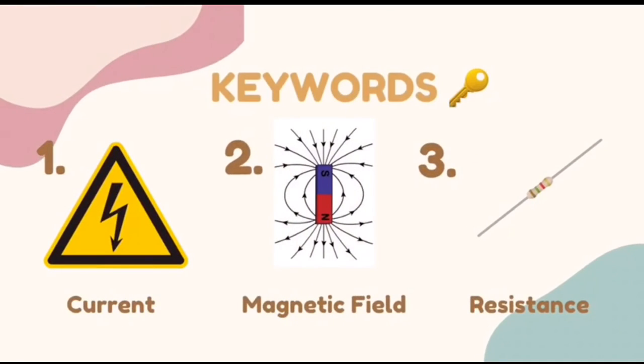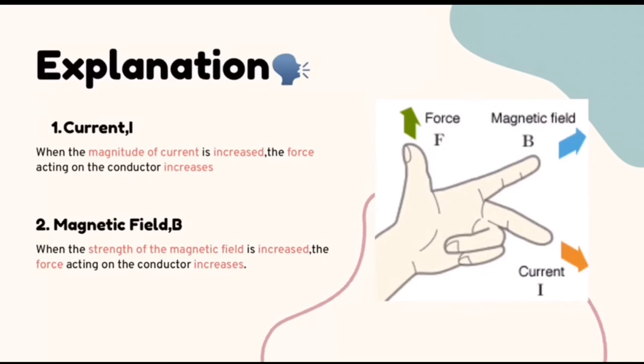In this part, there are three important keywords that we need to focus on, which are current, magnetic field, and resistance. Let me explain more about the keywords. The first factor is current, with capital I as the symbol. When the magnitude of the current is increased, the force acting on the conductor increases. Another word for magnitude is value. So, we can also say that when the value of the current is increased, the force acting on the conductor also increases.